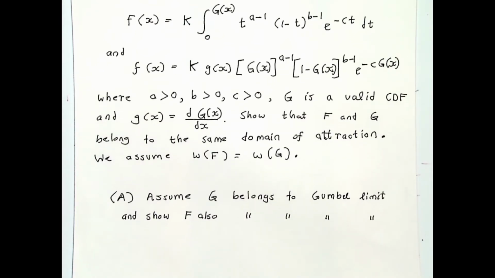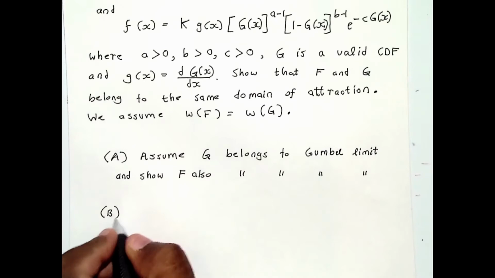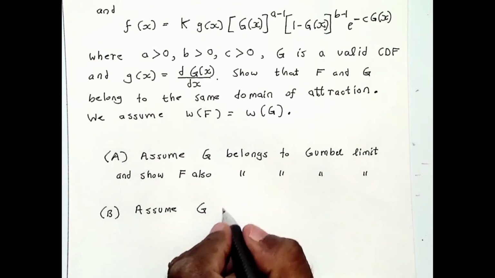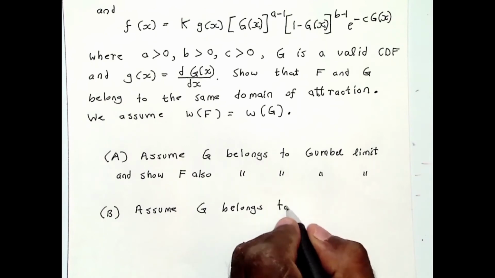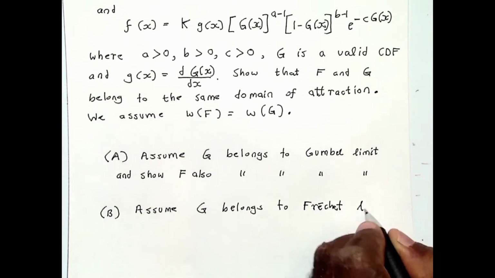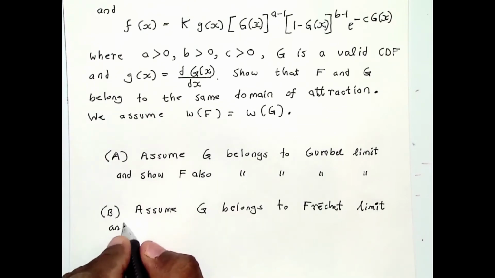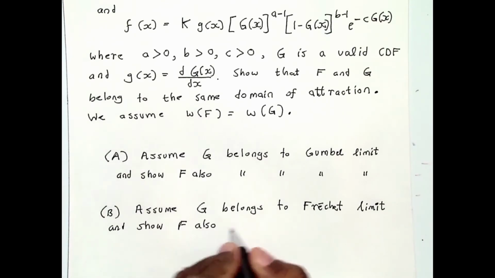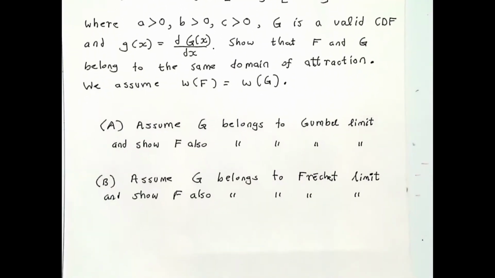That's part A. The second part, the second thing you need to show is the following. Assume G belongs to the Frechet limit and show that F also belongs to the Frechet limit. That's the second part you need to show.